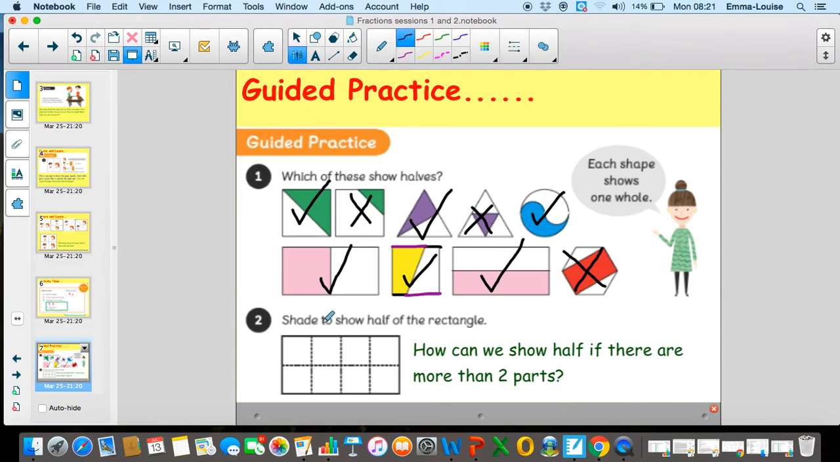So I would just colour in 4 of those squares. So I might colour this square in, this one. It doesn't have to be in a row, but I'm going to. You could colour any 4 squares. And this one here. And I can see that that is the same as finding half. It's a bit like how I found halves here.